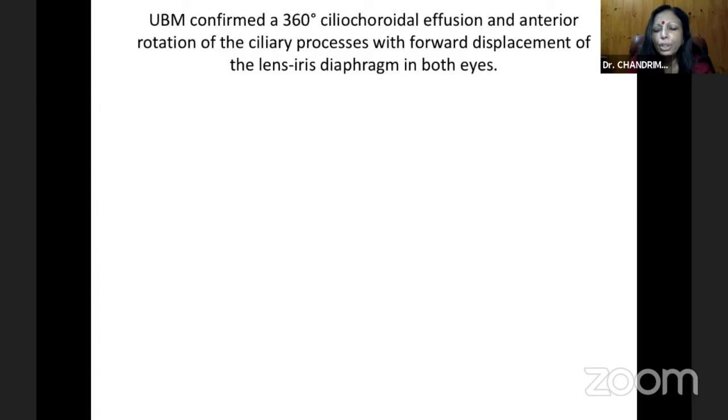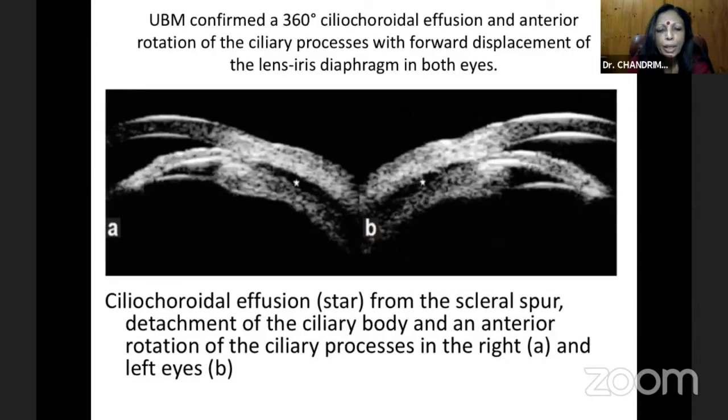Ciliochoroidal effusion and anterior rotation of the ciliary process and forward displacement of the lens iris diaphragm in both eyes. So this is a common picture we see in bilateral angle closure, which generally happens with drugs like topiramate, which are used nowadays very commonly for migraine. So ciliochoroidal effusion, as you see, the star out there from the scleral spur, detachment of the ciliary body and an anterior rotation of the ciliary processes.